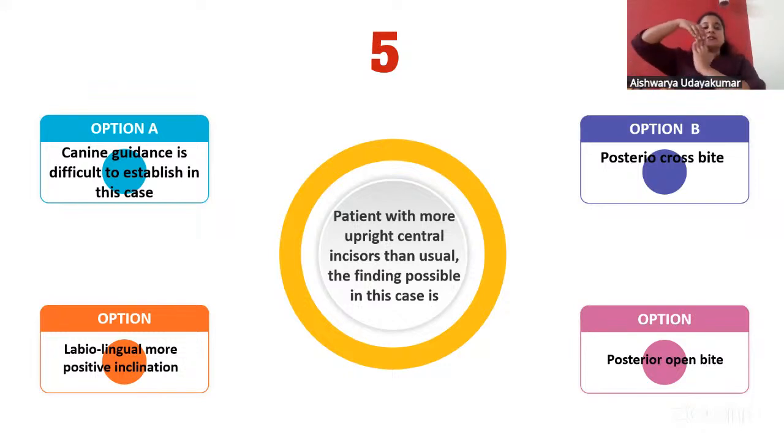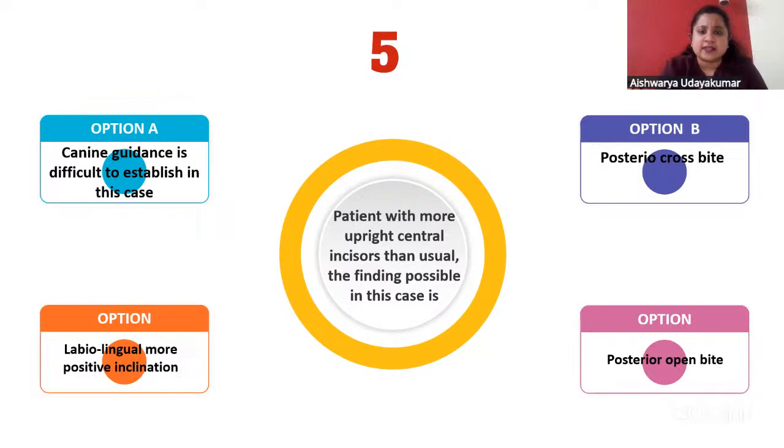So the central incisors are more upright. They are not tilted; they are straight, like a parade. Now, if they are more upright than usual, the possible finding in this case is that canine guidance can be difficult to establish. I'll tell you what canine guidance is.